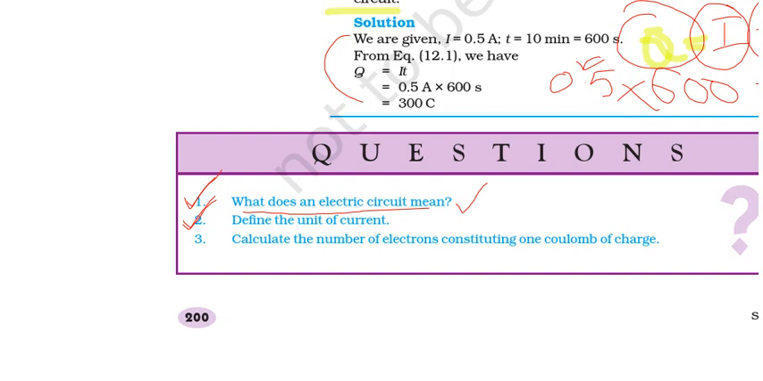You have to define the unit of current. What is the unit of current? Ampere. You have to define that. What is called ampere? Then the third one is: calculate the number of electrons constituting 1 coulomb of charge. This is the challenge question. Can anybody tell me the answer for this question?